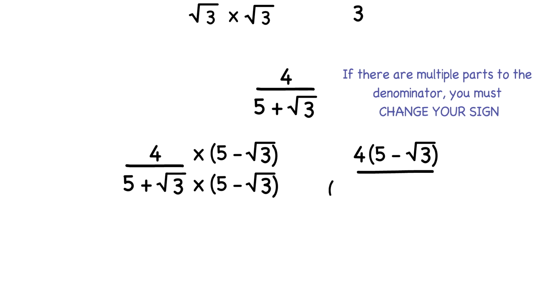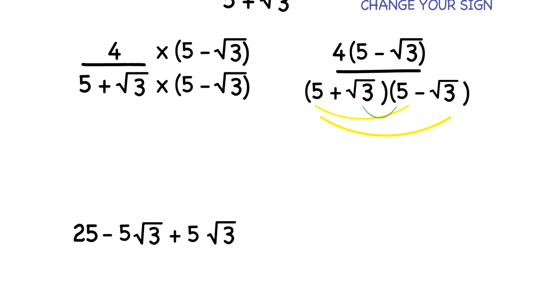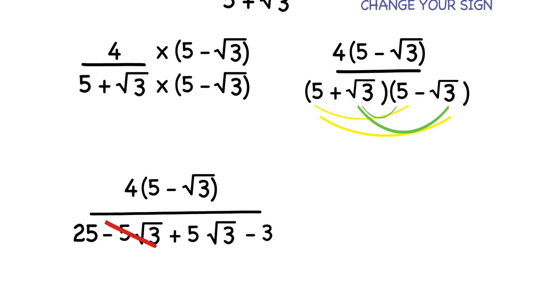So now on the bottom we have a set of brackets, just like in the previous type of question. 5 times 5 will be 25. 5 times minus root 3 will be minus 5 root 3. Root 3 times 5 will be positive 5 root 3. And a root 3 times a minus root 3 will be minus 3. That minus 5 root 3 and positive 5 root 3 can now cancel themselves out, leaving us with just the numbers 25 and minus 3.